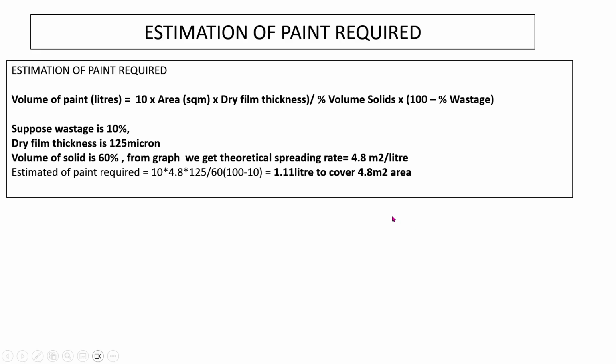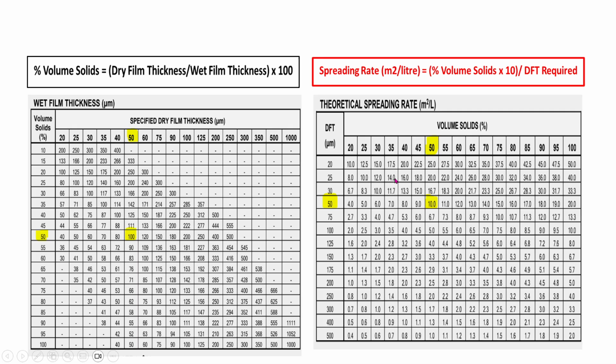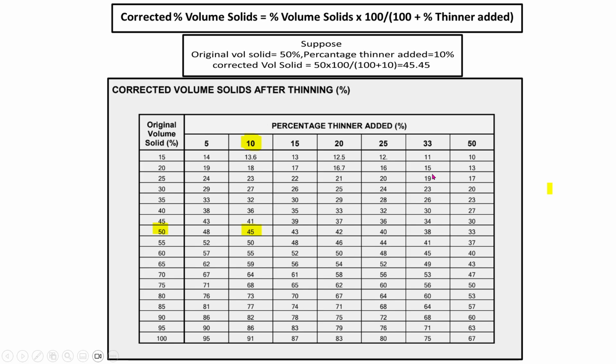You see the per liter, it is also available in the tabular form. Here also you can calculate directly in the tabular form, and with the formula also you can calculate. That is, the spreading rate is equal to 10 into volume solid divided by DFT required, or A divided by WFT. There also you can come to know.